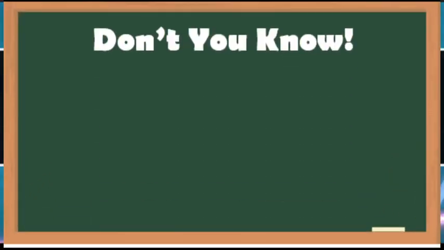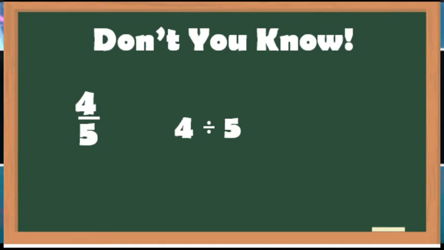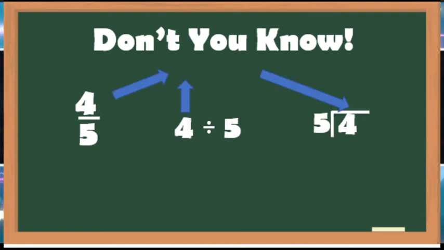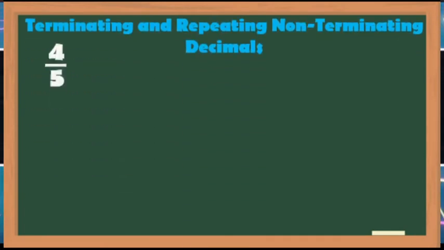Don't you know that 4 divided by 5 can be written as 4 over 5 and using the long division method, 4 divided by 5. All of this means division where 4 is our dividend and 5 is our divisor. Let us express 4 over 5 as a decimal number.